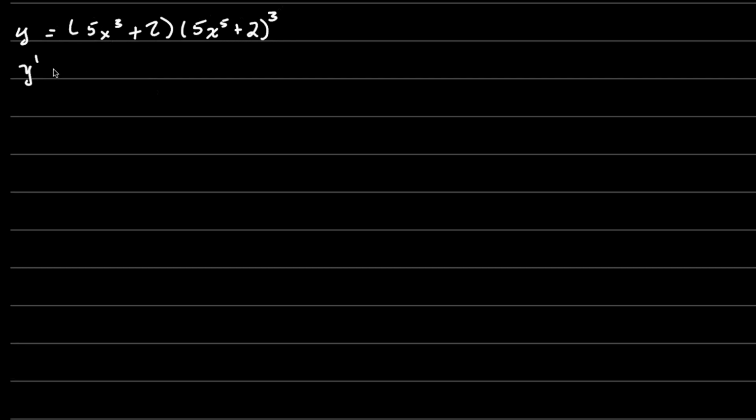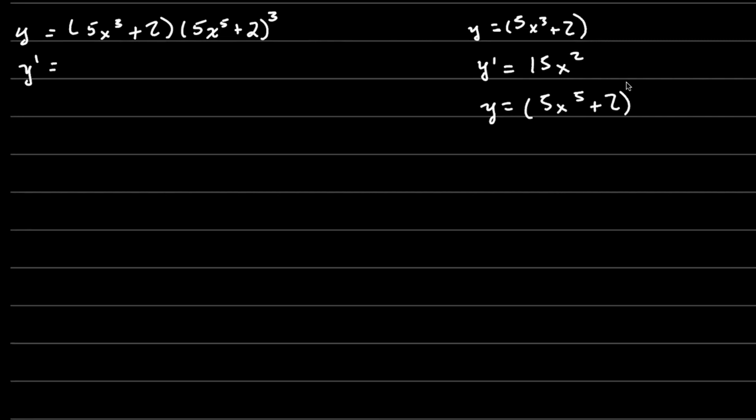So y prime is gonna be equal to the first part prime. And what I'm gonna do is to the side, I'll say if y was equal to 5x cubed plus 2, we know that this y prime would be equal to just 15x squared, no problem. But the other one, if y was equal to 5x to the 5th plus 2 cubed, you're going to have to use chain rule there.